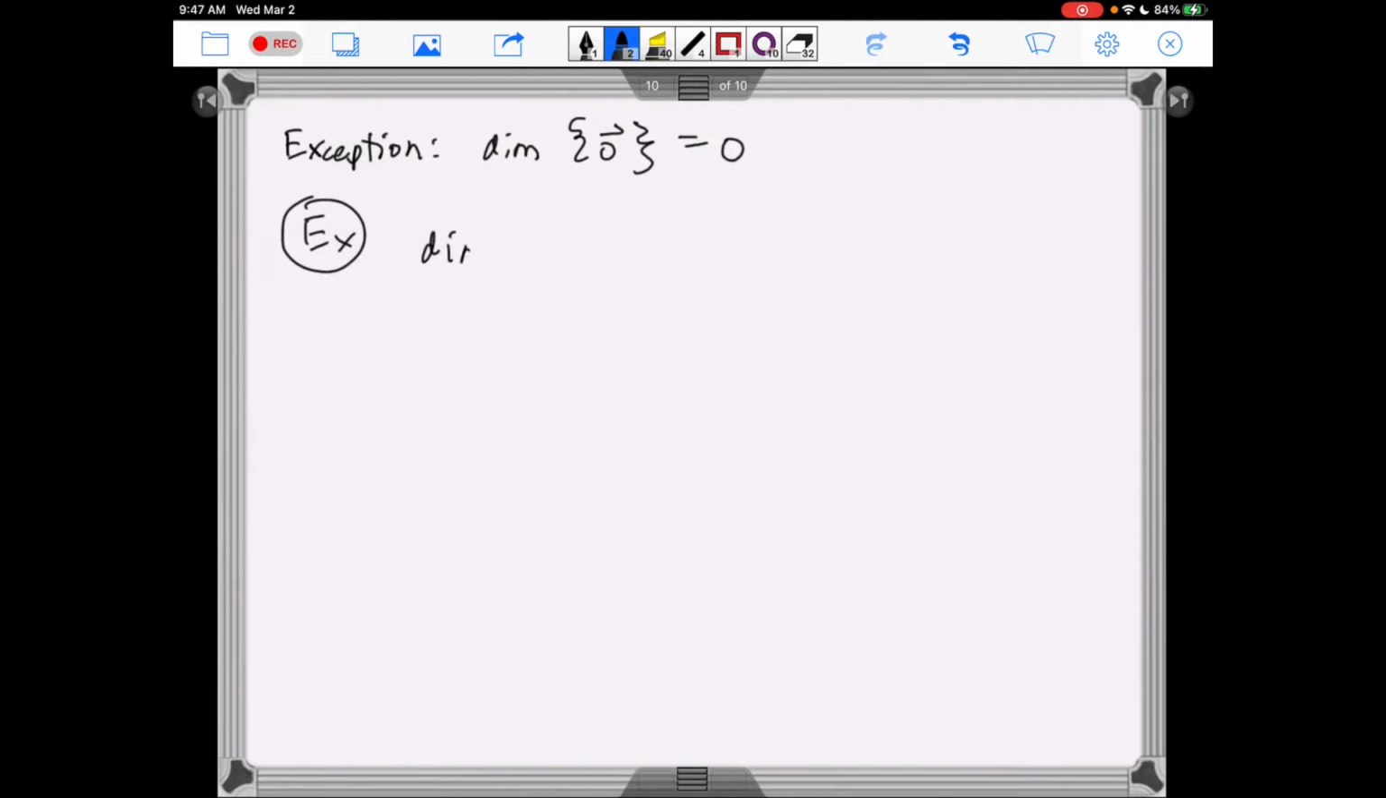Okay? So, example. What's the dimension of Rn? Well, we already found a basis for Rn. It's E1, E2, all the way up to En. So the dimension is always just n. So now you know what it means when we always say R2 has two dimensions. We know an exact mathematical definition for dimension now.